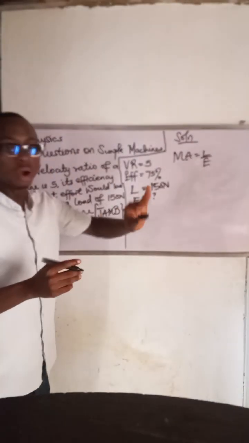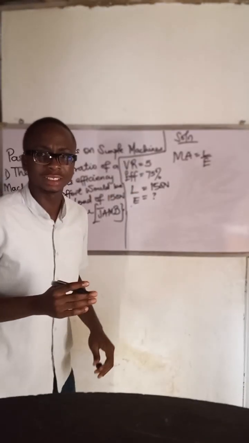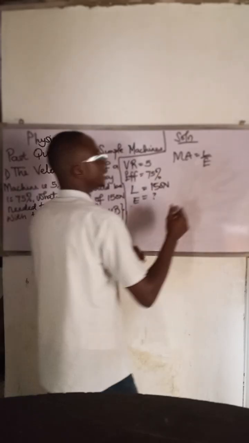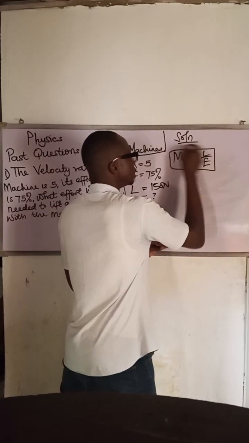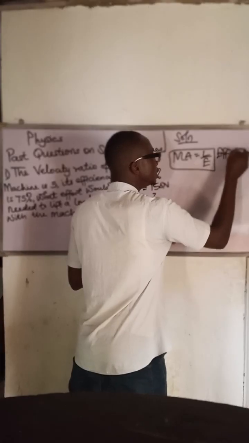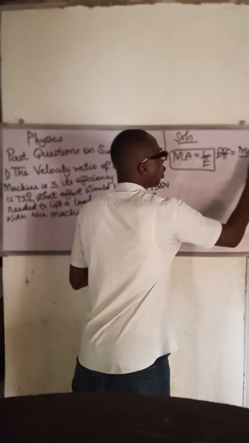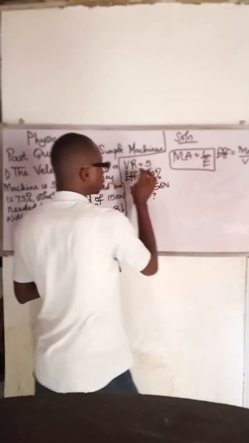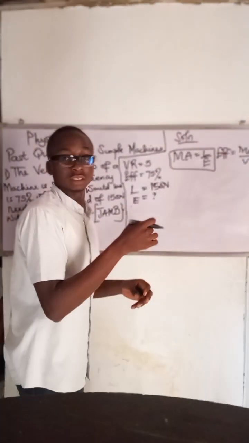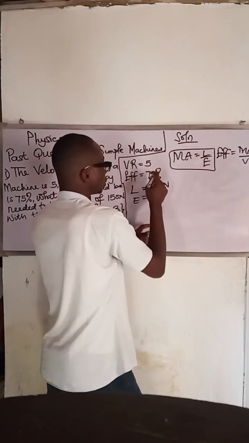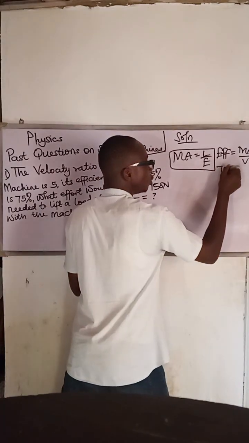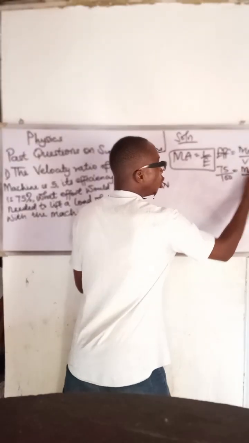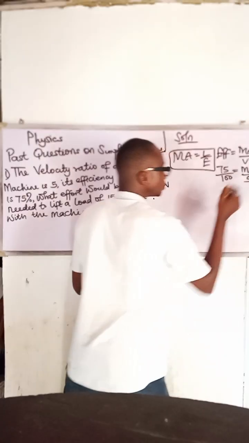This is the formula. But in this question, we aren't given the mechanical advantage, but we are given the efficiency. And we know that efficiency is equal to mechanical advantage all over velocity ratio. So they give us efficiency here, they give us velocity ratio here, so we can calculate for the mechanical advantage. So the efficiency from the question is 75%, which is 75 all over 100. That is 75% is equal to mechanical advantage, we don't know, all over velocity ratio, which is 5.